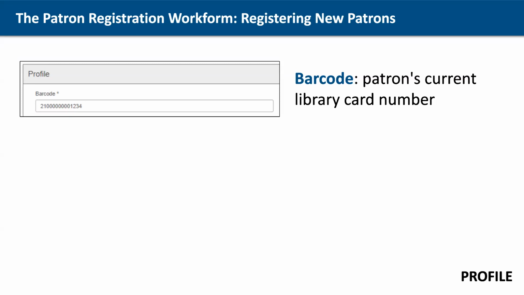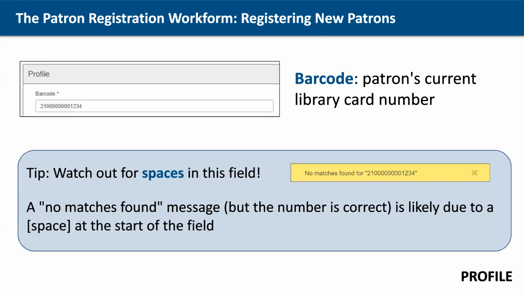So if you scan a patron's card after you've registered them, and you get a no matches found message, but you can search and locate the patron just fine by name, and it looks like their barcode is entered properly, the most common culprit for this alert message is a space at the start of the barcode number. So if you're having issues here, check the barcode field and remove that space. After that, you should be fine to scan the card.